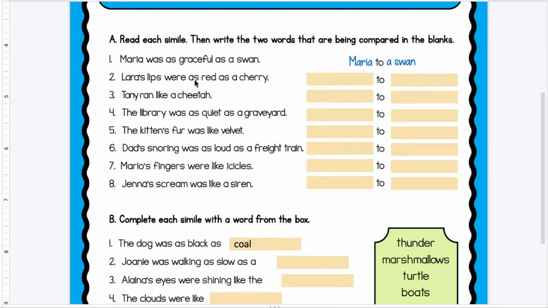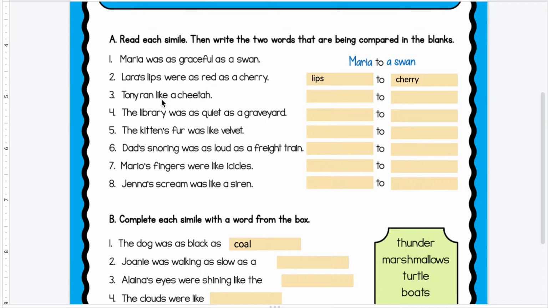Laura's lips were as red as a cherry. Laura is a proper noun, but remember, it's possessive. So what does she possess? Well, her lips. So her lips were as red as a cherry. So her lips were like what? A cherry. So we would click here. We will write lips. And her lips are being compared to cherry because cherries are red and her lips are red.